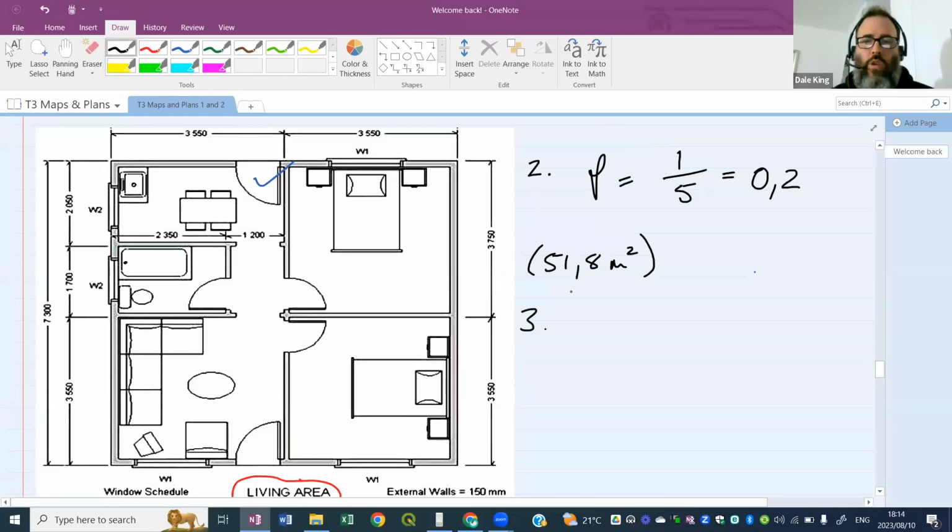Question 3, the one you walked into: you see this number here, it's 51.8 square meters. This house is 51.8 square meters. How can we confirm this? What calculations can we do to confirm this?